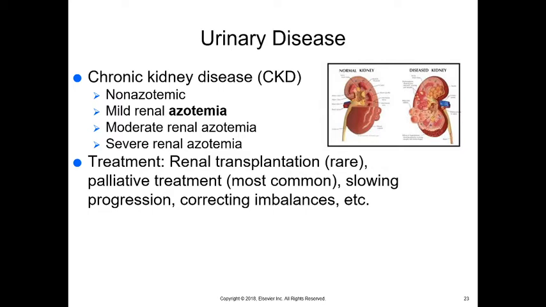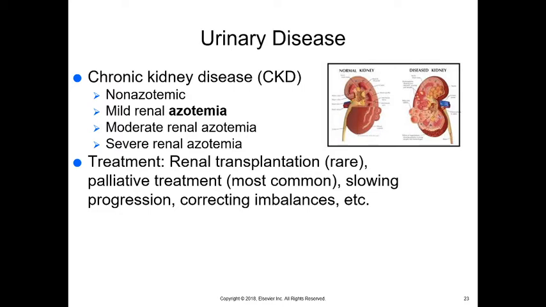We call that azotemia. It's azo, the nitrogen in the blood. So increased BUN, blood urea nitrogen, in the bloodstream is called azotemia. We can have kidney disease without azotemia.